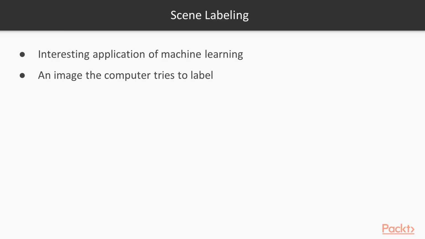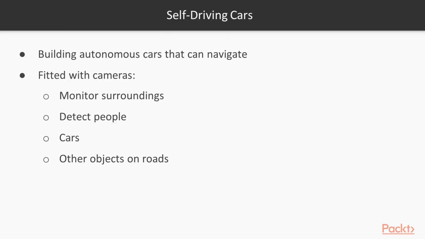Next we will discuss scene labeling. Scene labeling is an interesting application of machine learning in the context of computer vision, where given an image the computer tries to label it. Finally, we will learn about self-driving cars. Using machine learning and computer vision, researchers and technology companies are building autonomous cars that can navigate their way through traffic and obey traffic rules. These cars are fitted with cameras that continuously monitor their surroundings and detect people, cars, and other objects on roads. In this video, we have introduced machine learning.